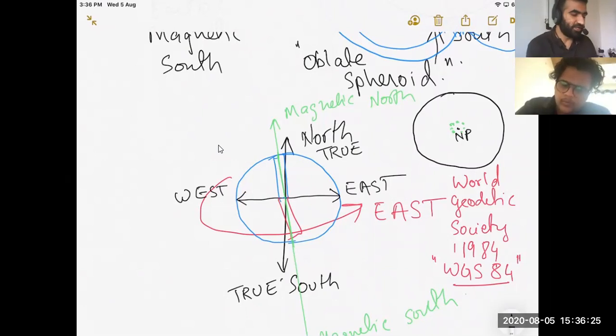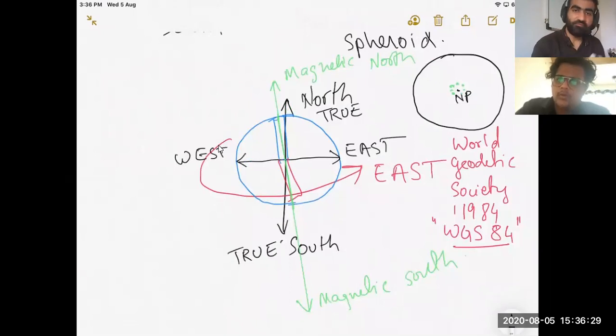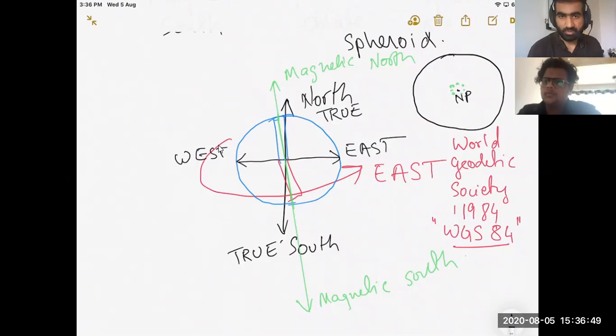So let's quickly check out the directions. We saw there are 4 directions starting from the north. The north is the beginning of your angular measurement for directions. What gave you the directions? The Earth's rotation gave you the directions. The direction of Earth's rotation was east. Opposite to it is west. Above east is north, and below east is south.